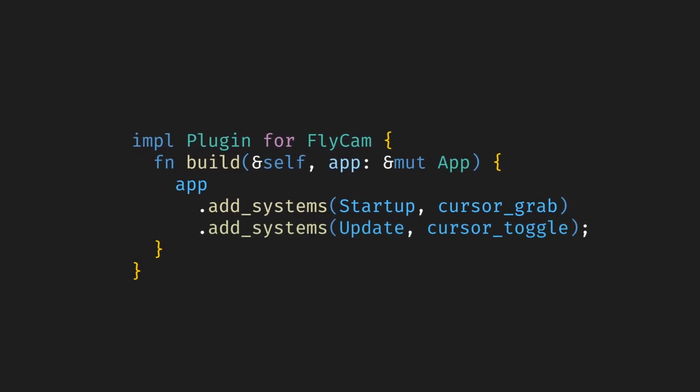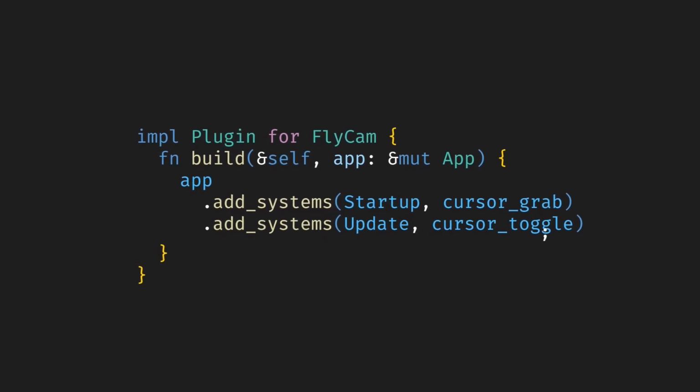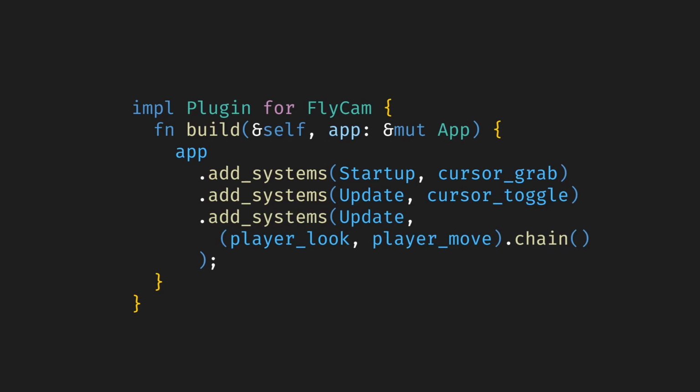Next, in update, we want to have cursor toggle. This will cause the cursor to toggle every time the game is updated. And finally, we're adding the player look and player move together in a tuple and then calling chain on that. This results in Bevy inserting them in that specific order so that player look will happen before player move.